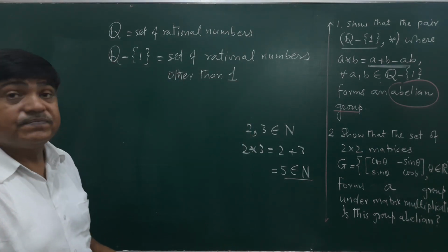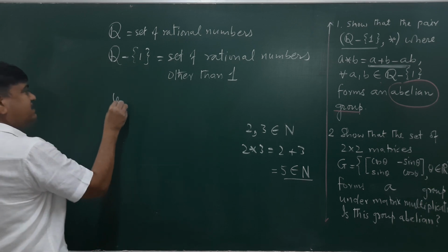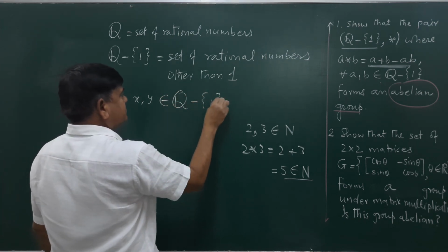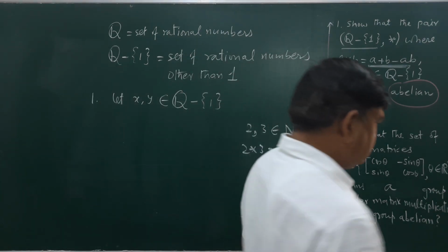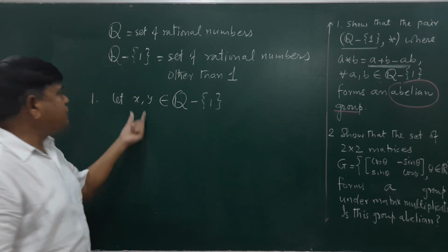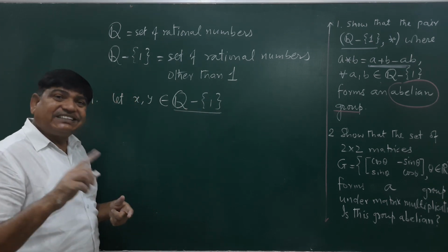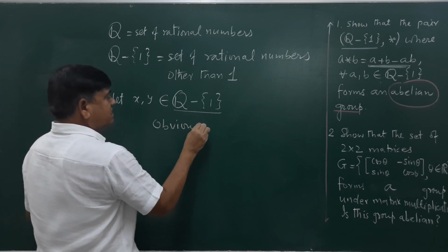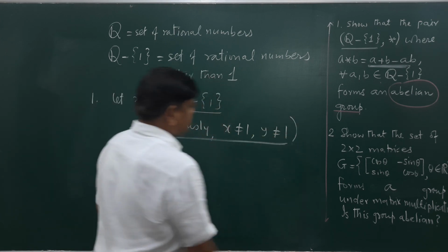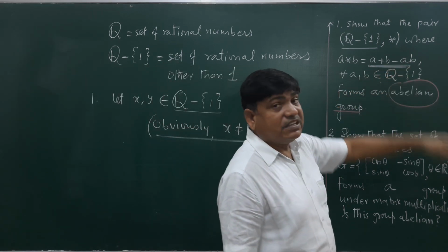Now here it is in the same way, because this is not a finite set, this is an infinite set. So let x, y belong to the first part. Suppose these two are members of this one. Always remember, this is the set of rational numbers other than 1. Obviously x is not equal to 1 and y is not equal to 1. Now we have to prove that a plus b minus ab is not equal to 1.